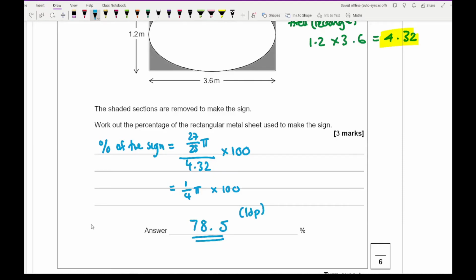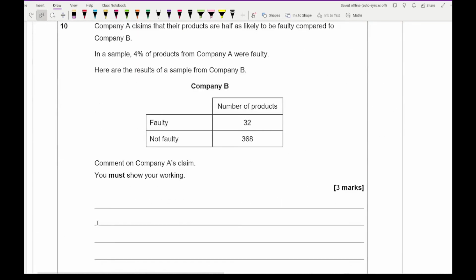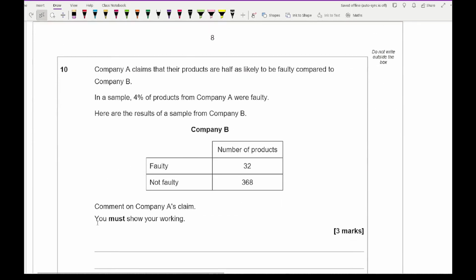Now they would accept generally answers between 78.5 and 78.7, or if you rounded it up to no decimal places, they would accept 79. So possible answers are 78.5 to 78.7 depending on your rounding, or they would accept an answer of 79%. Moving on to question 10, it says company A claims that their products are half as likely to be faulty compared to company B.